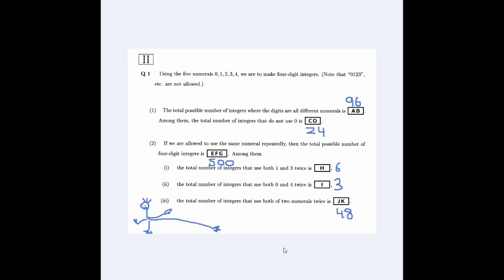Among them, the total number of integers that use 1 and 3 twice is 6. The total number of integers that use 0 and 4 twice is 3. 3 is half of 6. The total number of integers that use both of 2 numerals twice is 48.